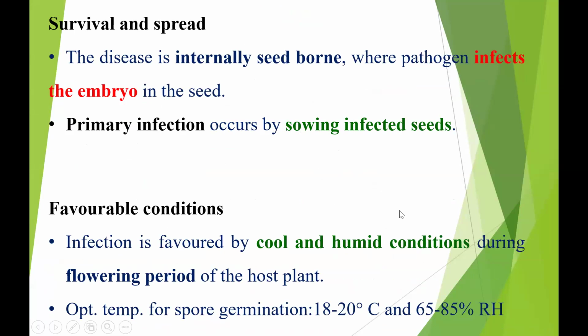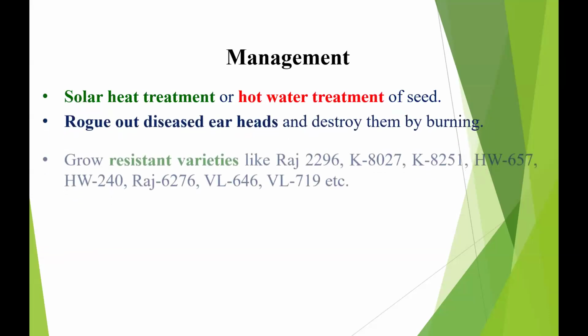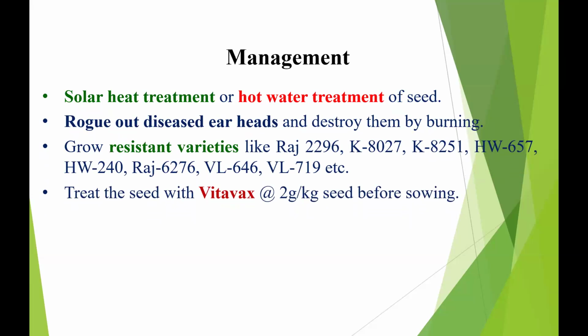Favorable conditions are cool and humid conditions. Optimum temperature is 18 to 20 degrees Celsius with 65 to 85% relative humidity. The management is done by solar heat treatment or hot water treatment of seeds. At that temperature, the fungus cannot survive, and we can sow the seed after that. And rogueing means removing the diseased earheads or plants from the field. Growing resistant varieties like RAJ 2296 and RAJ 6276 and so on. We can also use Vitavax at the rate of 2 gram per kg seed before sowing.